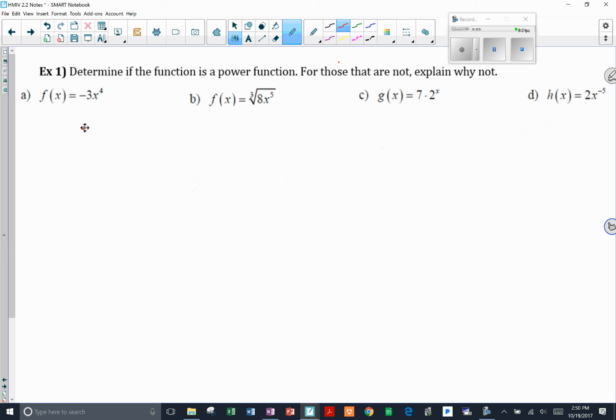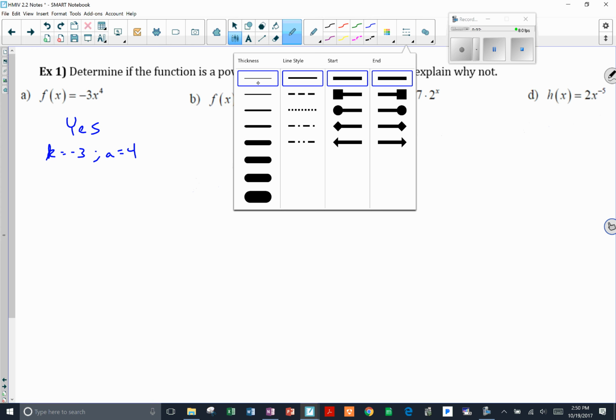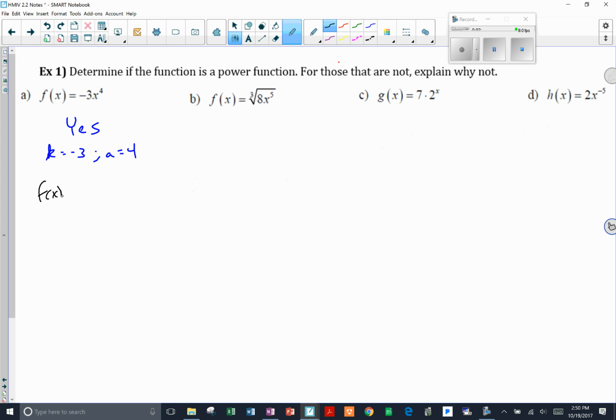This is a power function here. Sorry about that. This is a power function. K is -3, a is 4, and we would say that y varies directly with the 4th power of x. This, or f of x, varies directly with the 4th power of x.